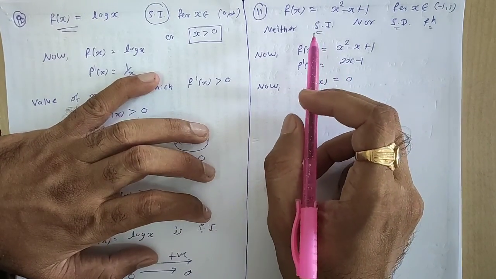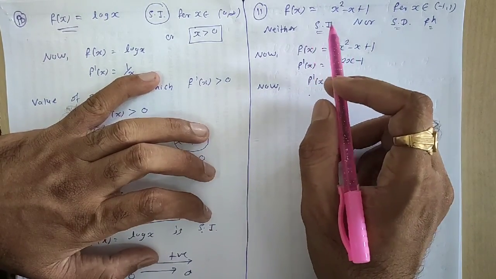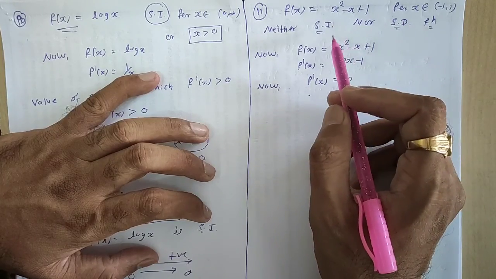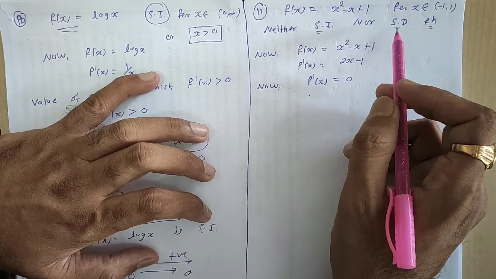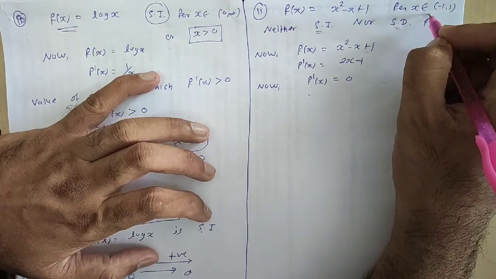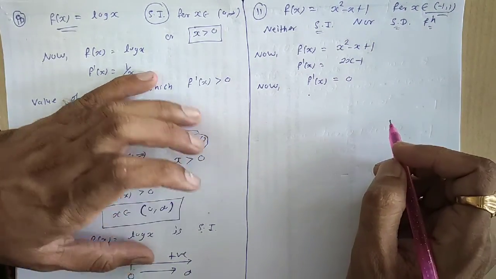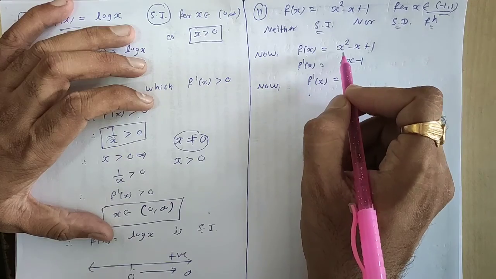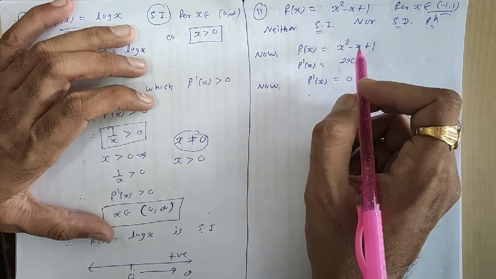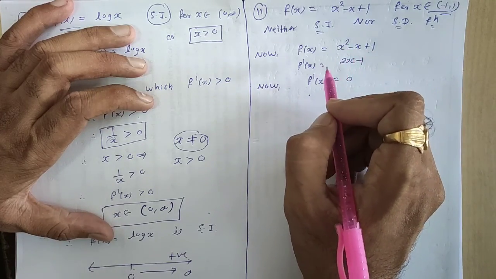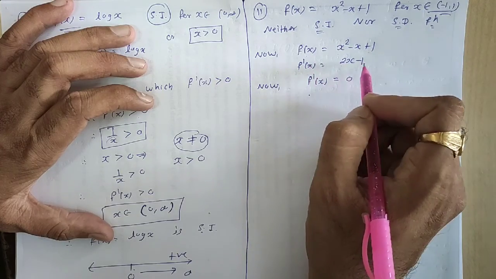So in question number 11, we have to prove that this given function is neither strictly increasing function nor strictly decreasing function for the given interval -1 to 1. So function is f of x equal to x square minus x plus 1. So for that, first we have to consider first order derivative. So f dash x equal to 2x minus 1.